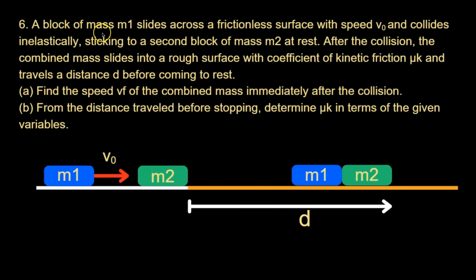Question 6. A block of mass m1 slides across a frictionless surface with speed v0 and collides inelastically, sticking to a second block of mass m2 at rest. After the collision, the combined mass slides into a rough surface with coefficient of kinetic friction mu k and travels a distance d before coming to rest. Find the speed vf of the combined mass immediately after the collision. Find the distance traveled before stopping. Determine mu k in terms of the given variables.